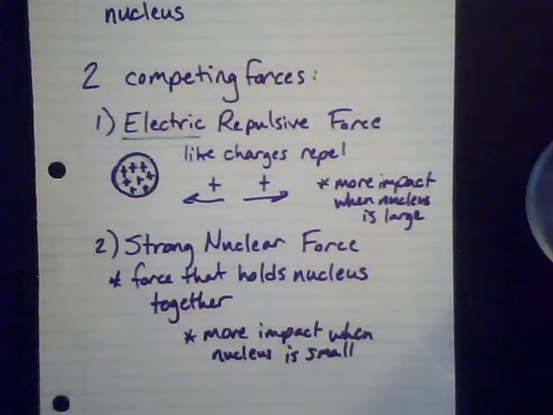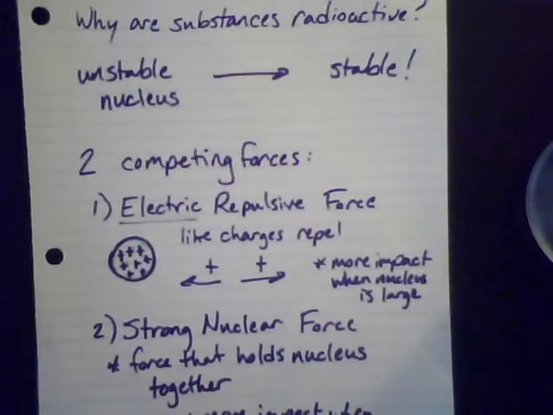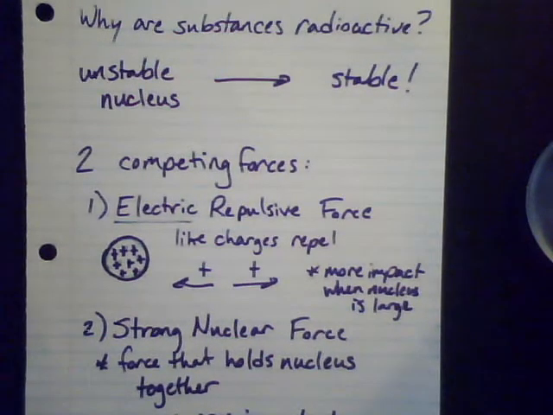So we have these two forces, they're competing against each other, and they kind of lead to this idea that a nucleus can be unstable under certain conditions, and it's going to try to do things to get to be more stable. And one of the things that it tries to do is to emit high energy particles like alpha particles.